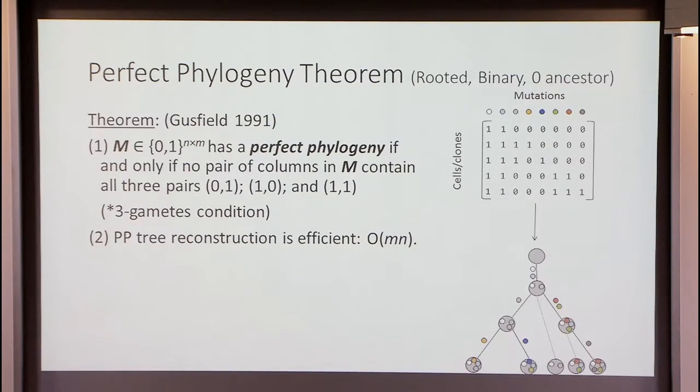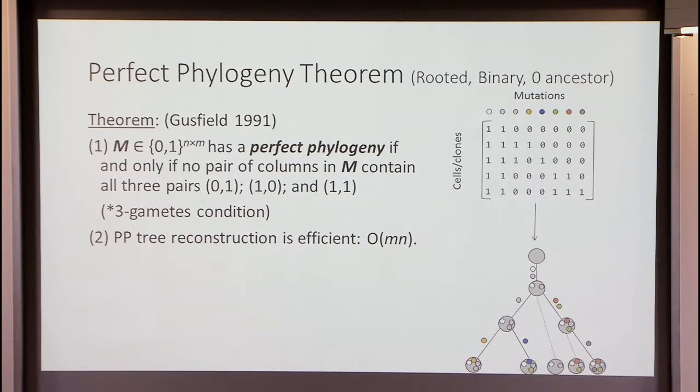Turns out, and this is the so-called perfect phylogeny theorem. Here, the reference is to Dan Gusfield's work, although I guess it's also in the book, so you should buy the book and read more about perfect phylogeny. This is, in a sense, the simplest possible version. It's the rooted version, binary characters. We have the ancestor. We know the ancestor. It's the all-zero state.